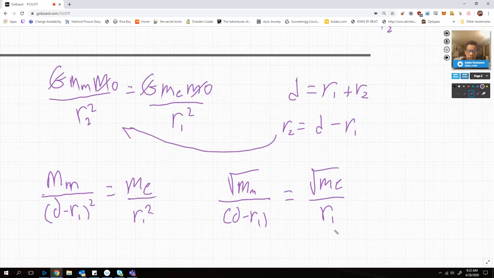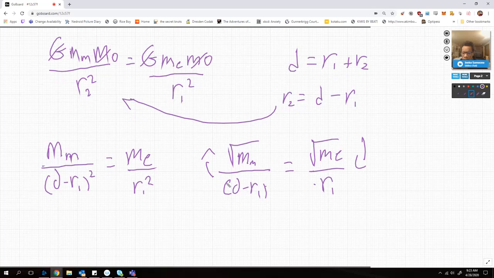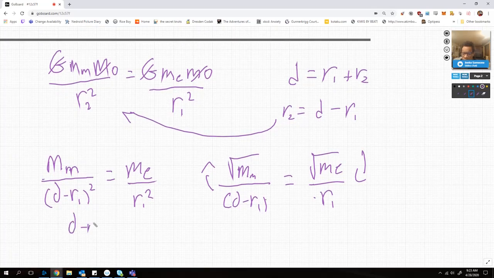And then from here, what can I do? I'm getting a little mixed up. Yeah, I can flip the R1s and M's, right? Okay, so I can flip this thing. Flip this around, and I get D minus R1 over square root mass of moon equals R1 over square root mass of Earth.